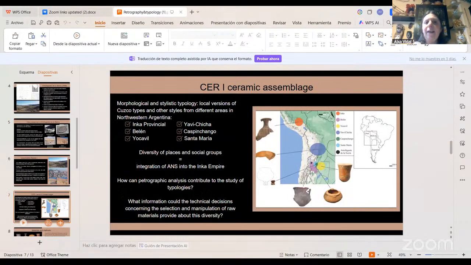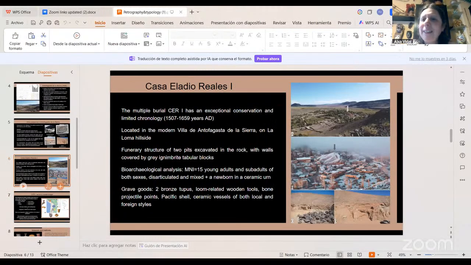So what about this SER 1 site? This place is found in the middle of the capital village of the area, right? It has an exceptional conservation and a very limited chronology. It's located at the very center of the village on a hillside. It is a funerary structure of 2 pits excavated in the rocks with walls covered by gray igneous tubular blocks. That's typical of Inca times.